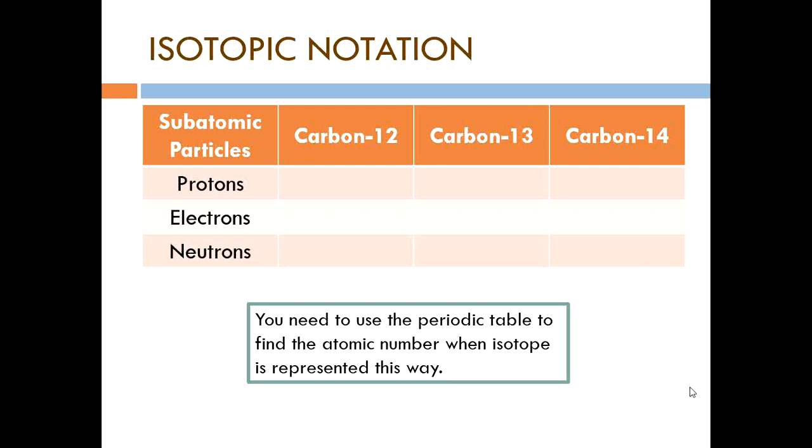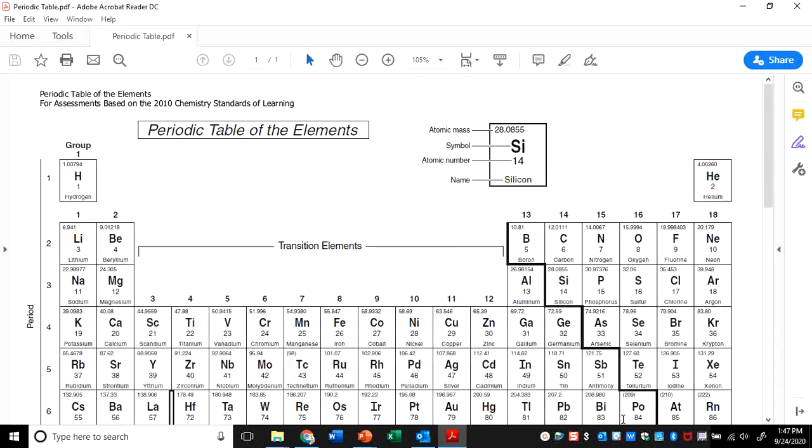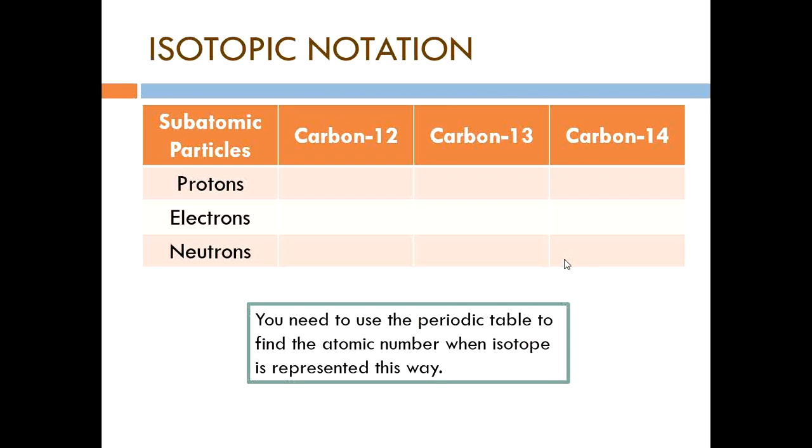So let's find carbon on our periodic table. Carbon is number 6. So we need the atomic number to tell us what? To tell us the number of protons. All of these isotopes will have the same atomic number, meaning the same number of protons. Let's go through carbon 12 first. We have 6 protons. If you know protons, then you know the electrons. They have to be exactly the same.